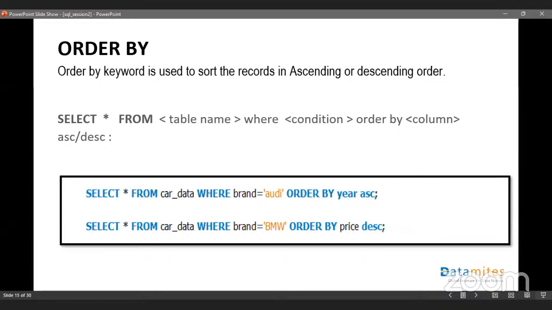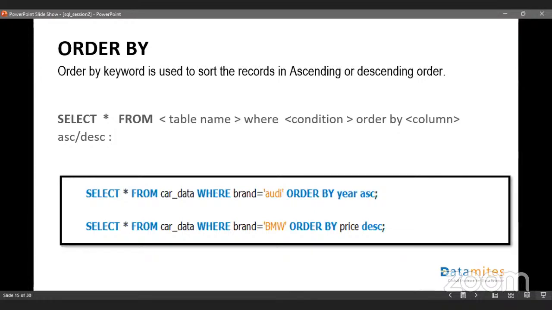So the first statement is: select star from car data where brand is Audi, and we need to order by year in ascending order. We have different years, right? Like 2014, 2015. So we are trying to order the records based on year, in ascending order. Ascending order means increasing order. Let's see how it's going to work in SQL.